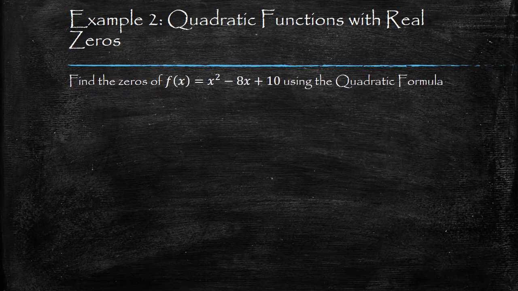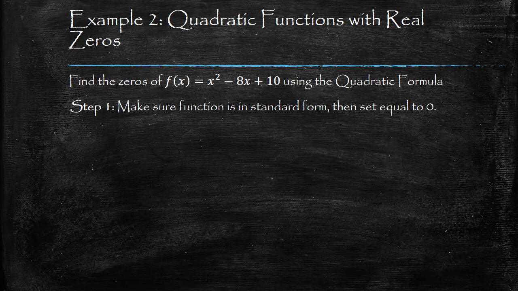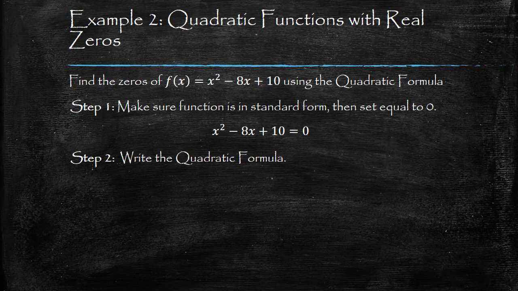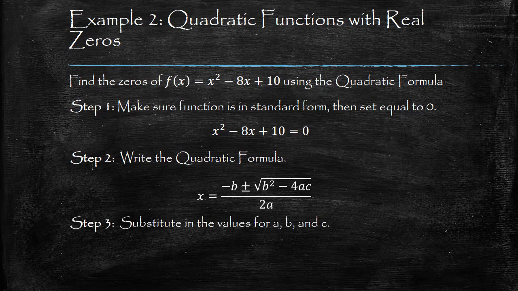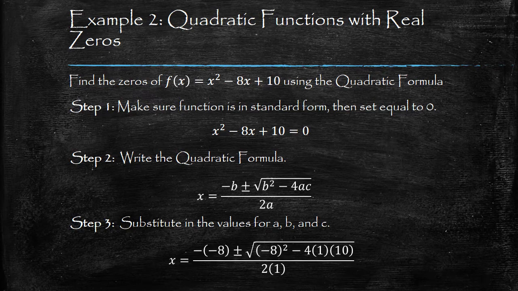Same process, okay? So step 1, make sure it's in standard form and then set it equal to 0. So my function is x squared minus 8x plus 10 equals 0. Step 2, write the quadratic formula. Okay? So the opposite of b, plus or minus the square root of b squared minus 4ac all over 2a. Write it down, use it. Substitute in the values for a, b, and c. A is 1, b is negative 8, c is 10.